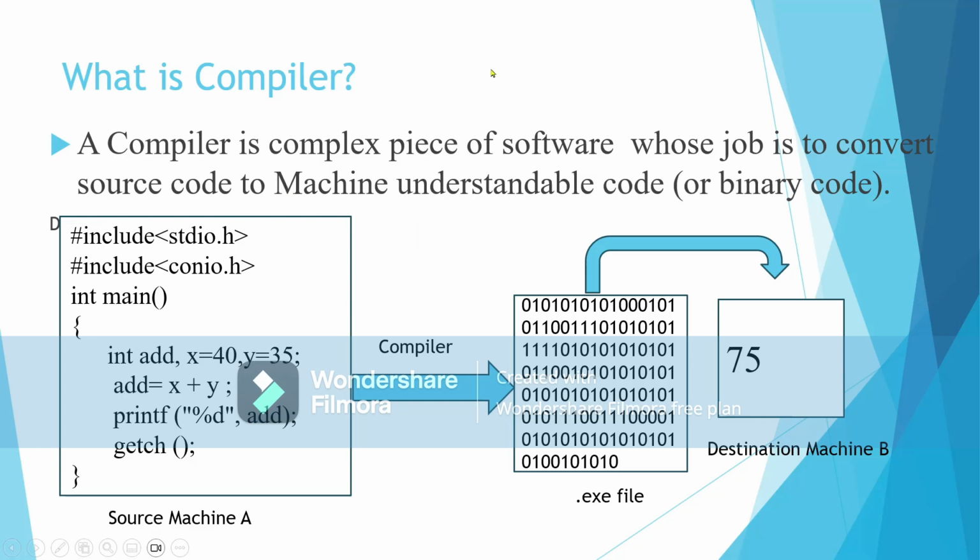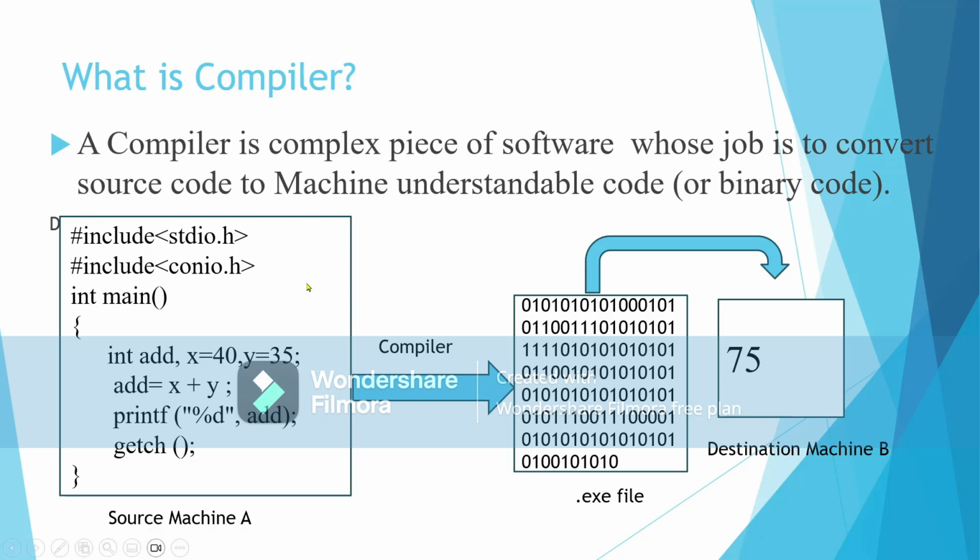Why is it called a complex piece of software? Complex means it is doing multiple functionalities. That's why it is called a complex piece of software whose job is to convert source code to machine understandable code. Suppose I have two machines, machine A and machine B. Machine A is my source machine and machine B is my destination machine. Machine A is where I write the code and execute that code. When the .exe file gets created, I can take that .exe file to destination machine B and run it.